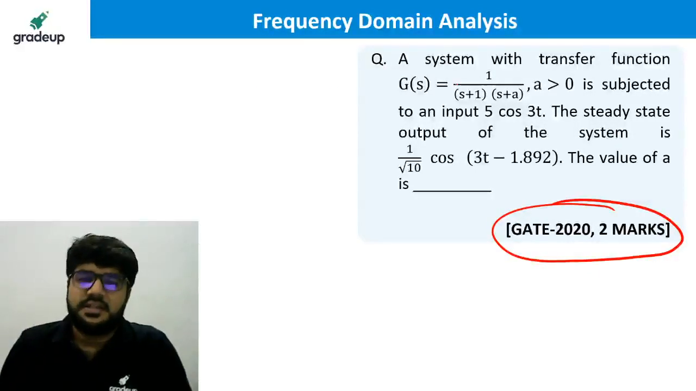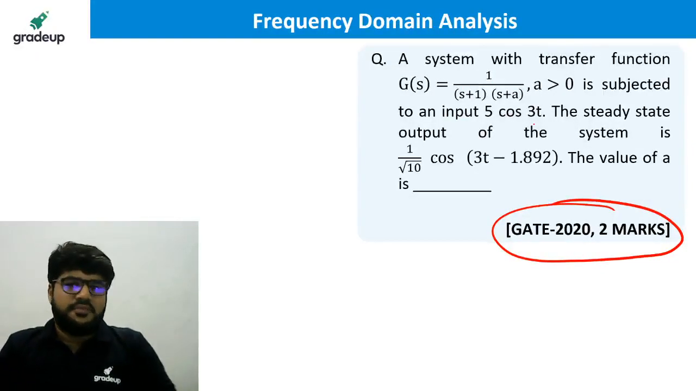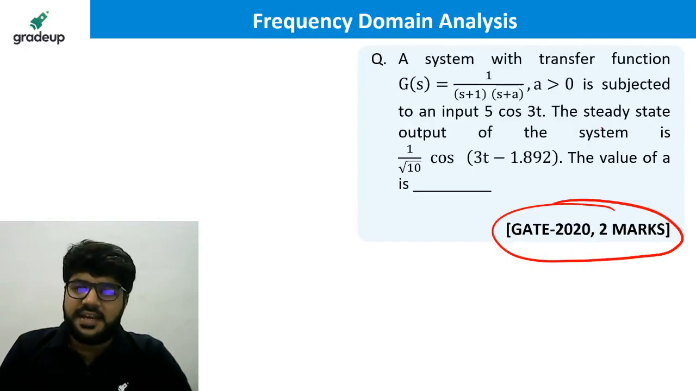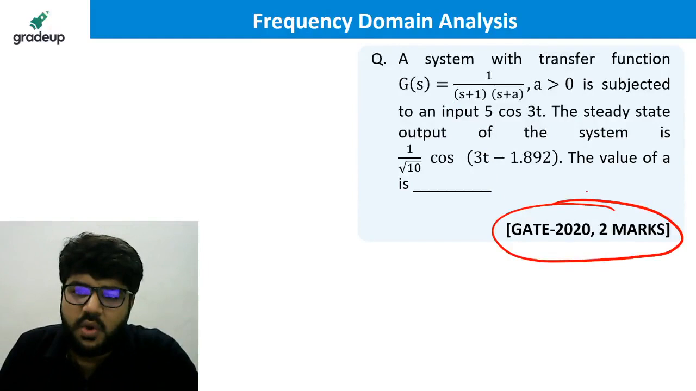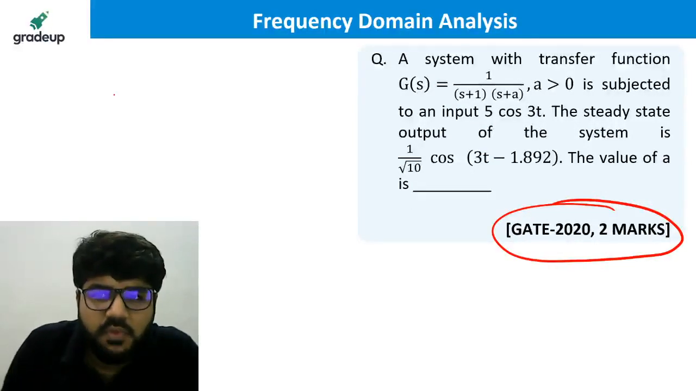A system with the transfer function 1 by s plus a, with a positive, is subjected to an input 5 cos 3t. The steady state output of the system is 1 by root 10 cos 3t minus 1.892. What is the value of a? Okay, so see what is the input given.